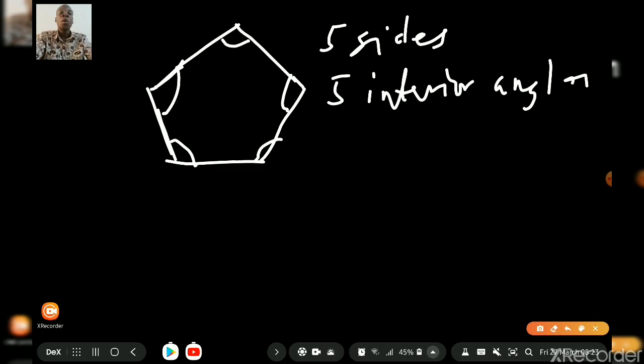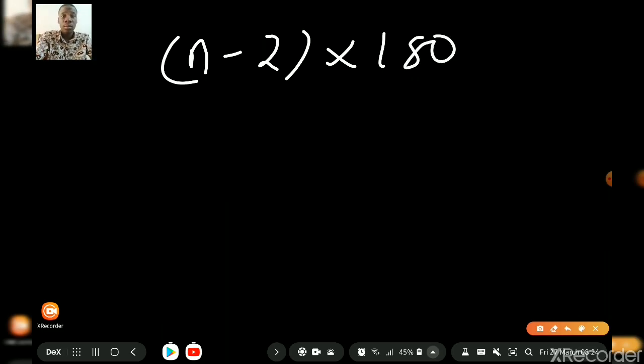Normally, always, the number of interior angles is equal to the number of sides. So if you are told to find the measure of each interior angle, first we need to find the sum of interior angles, which you know for any polygon is equal to n minus 2 times 180. This will give us the sum of interior angles. But since all the interior angles are the same, we are going to divide the sum of interior angles by the number of what?